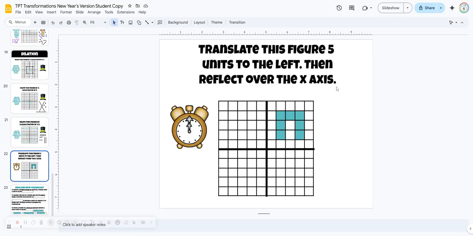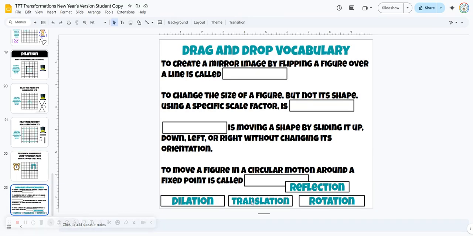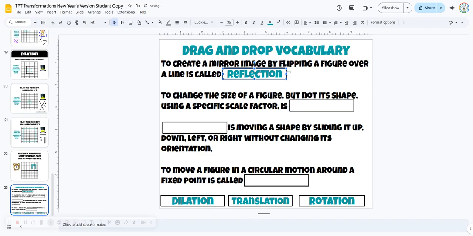And then this final transformation, students are going to be doing 2 different transformations of the same figure. They're going to translate this figure 5 units to the left and then reflect it over the x-axis. The final slide is drag and drop vocabulary, so it's a review of each one of these transformations. All they need to do is click and hold on the edge and move the term into the correct place in the sentence frames.